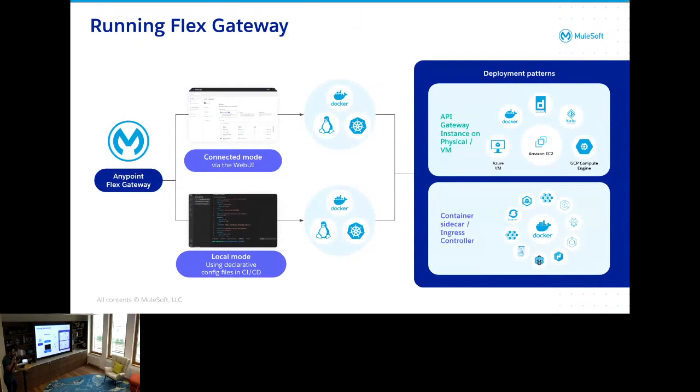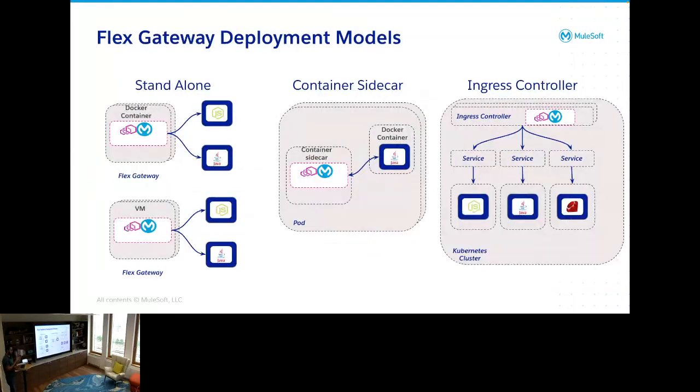Right. Now let's talk about the different deployment models which would be available. Like I said, it can be installed in three different ways. It can be installed as a Linux service, it can be installed as a Docker container, or it can be installed in a Kubernetes environment in two different modes. You can run the Flex Gateway as a Kubernetes ingress controller, or you can run it as a Kubernetes container sidecar. So these are the deployment models which are currently available.